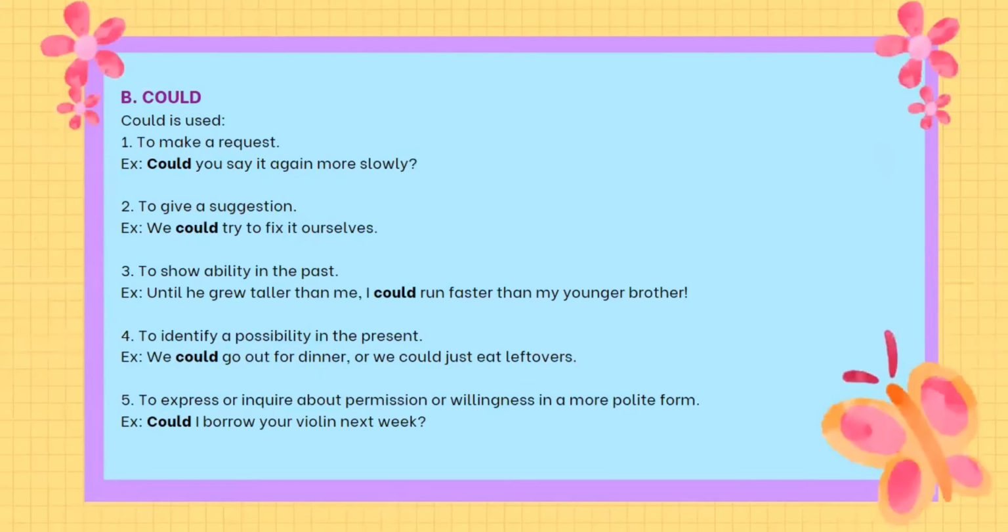3 is to show ability in the past. Until he grew taller than me, I could run faster than my younger brother. 4 is to identify possibility in the present. We could go out for dinner or we could just eat leftovers. And number 5 is to express or inquire about permission or willingness in a more polite form. So for example, here we have, could I borrow your violin next week?